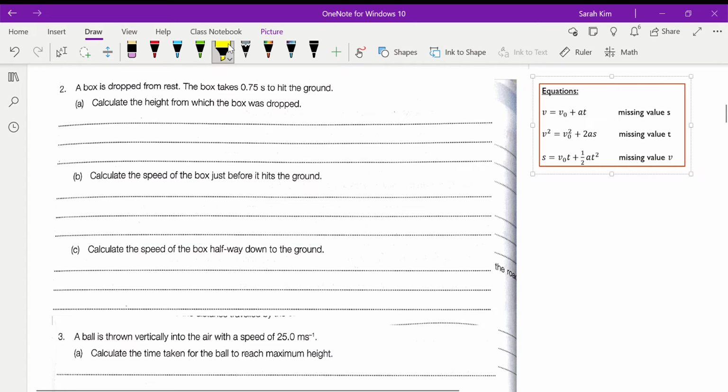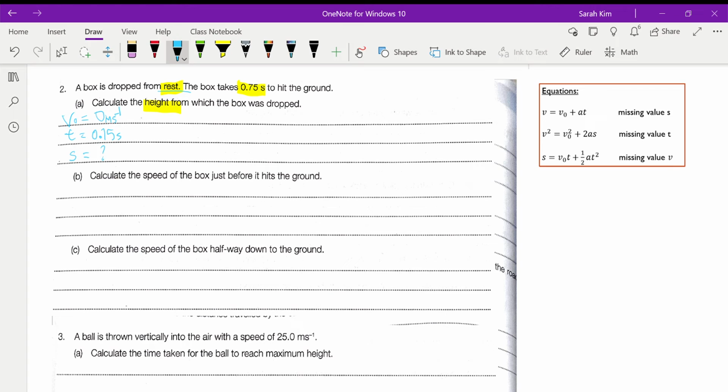Alright, so this question: a box is dropped from rest. This box takes 0.75 seconds to hit the ground, and you have to figure out the height from which the box is dropped. So I've highlighted all the variables that they've given me, so let's start writing those down. So v0, from rest, is 0. The box takes 0.75, so that's another fact. And then what we're trying to find is s, so there we go.